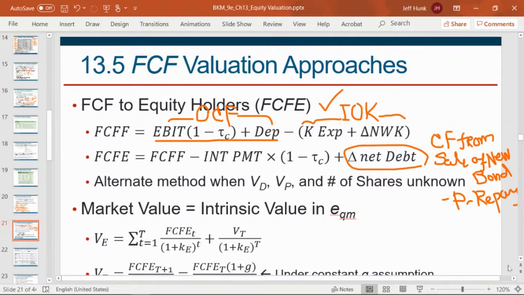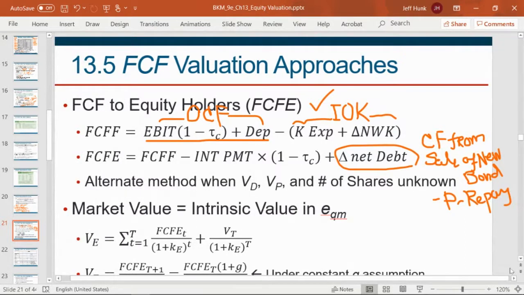So think about it. When the bonds mature, you have to retire the bonds, so you pay off. That will reduce the cash flow. And if you sold new bonds, then that is a positive, a cash inflow, and this number will be positive. It will increase the free cash flow, right? It will increase the free cash flow to the firm.